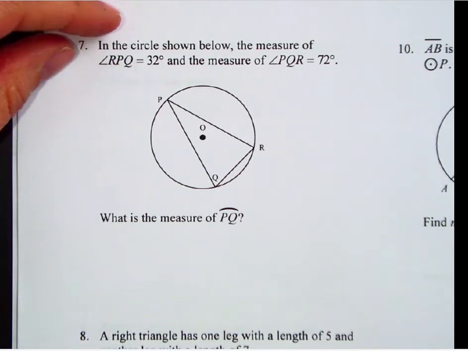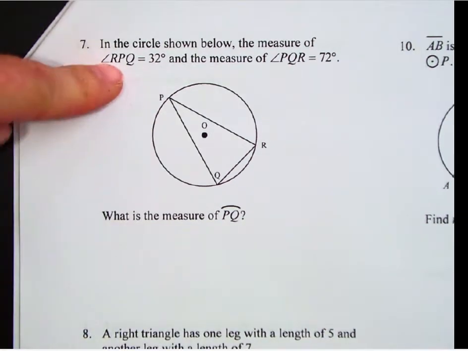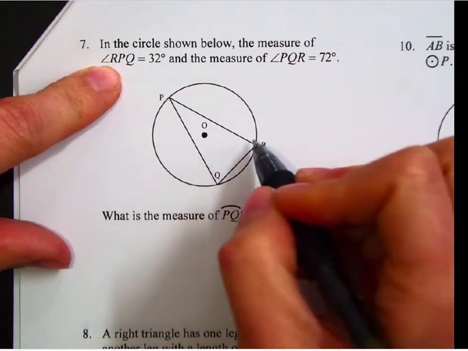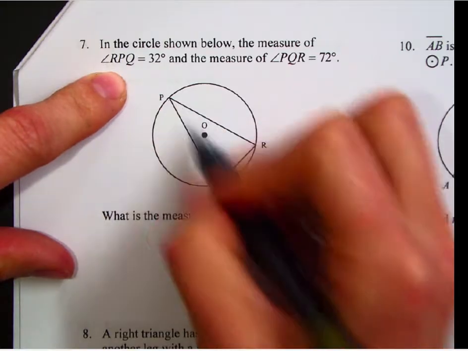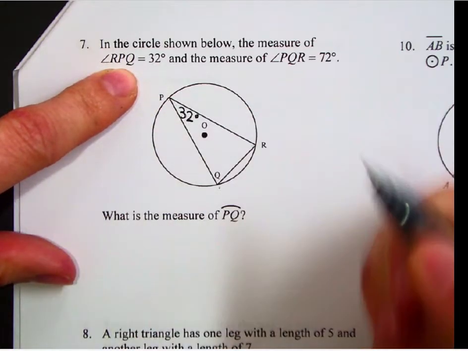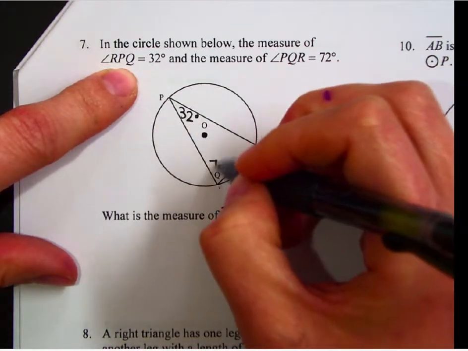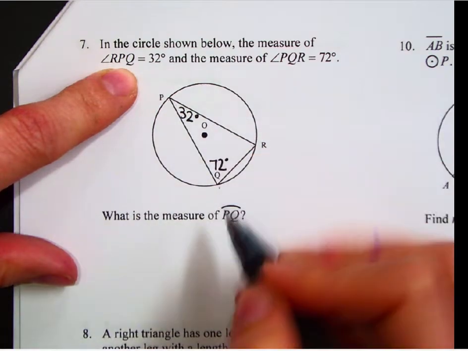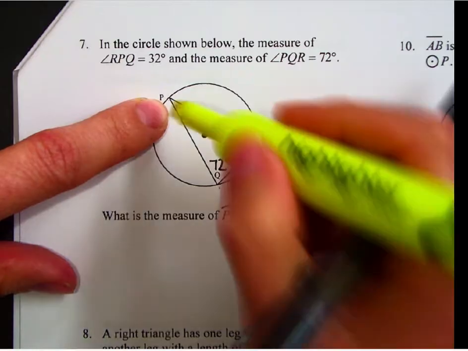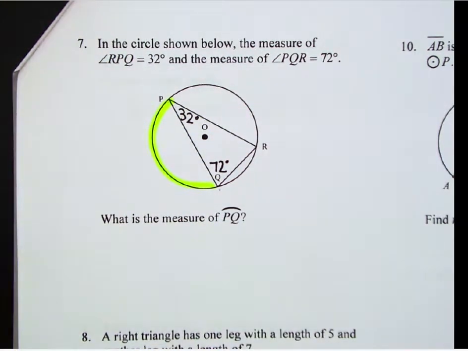We've got another circle here. They're giving us that angle RPQ. Remember with the 3 letters in the angle, RPQ, it's talking about this angle here, is 32 degrees. I'm going to write that in. The measure of angle PQR is 72 degrees. And then we're going to find the measure of arc PQ. So PQ, that's the arc measure we want to find.